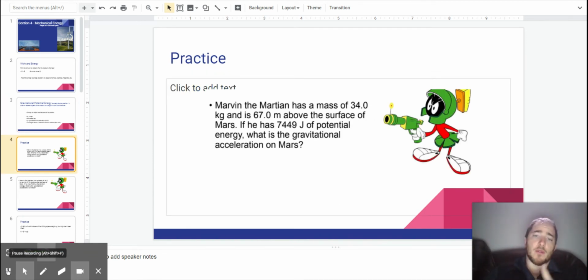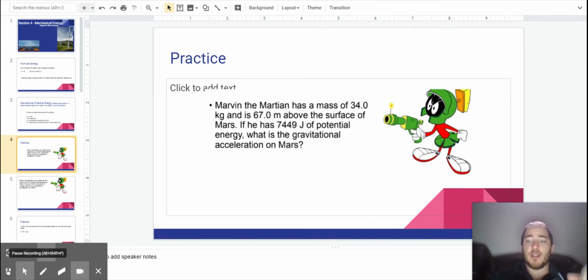So here's the example that we're going to cover. Marvin the Martian has a mass of 34.0 kilograms and is 67 meters above the surface of Mars. If he has 7,449 joules of potential energy, what is the gravitational acceleration of Mars? So this is an example of one that you would have to rearrange the original formula.